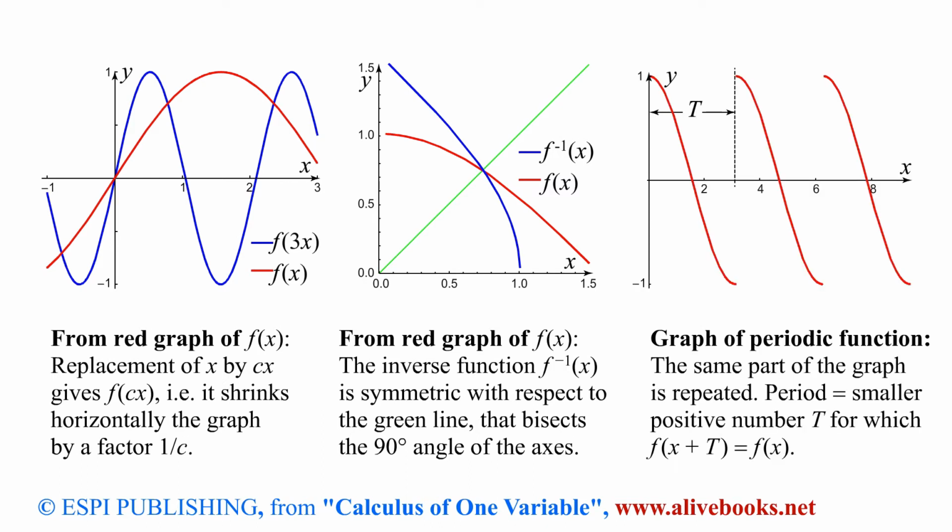Finally, in the sixth example we have the graph of a periodic function. As we see, the graph consists of a part that is repeated many times as x varies. The period is the smallest positive number t that satisfies the relation f(x + t) = f(x). In our case the period is about 3.14.